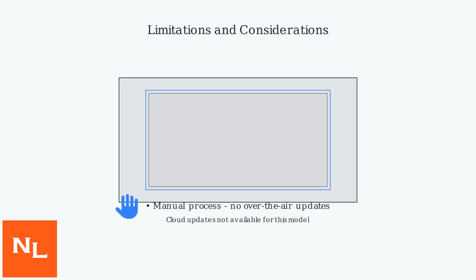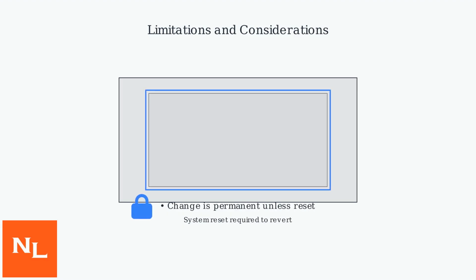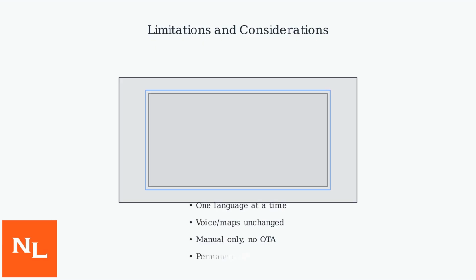The language change is done manually through the vehicle's controls. Over-the-air updates are not available for the R60 model. Once changed, the language setting is permanent until you perform a system reset. Keep these limitations in mind when planning your language change.